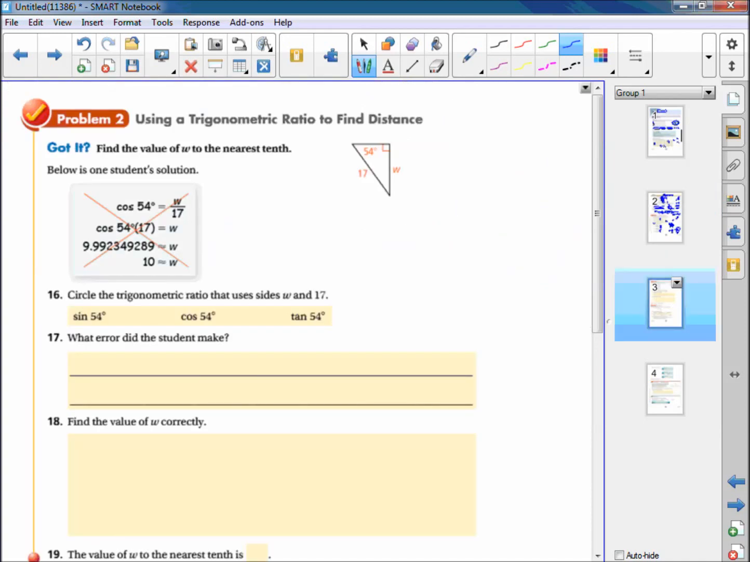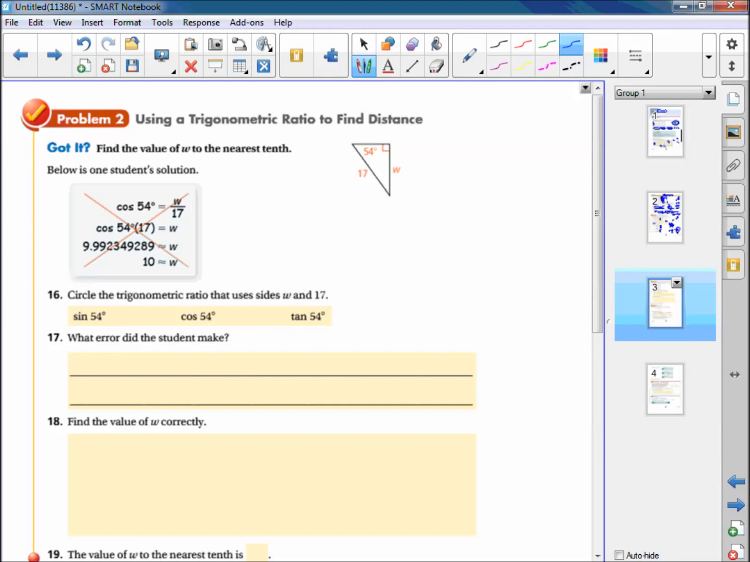Use a trigonometric ratio to find the distance, W, in this triangle here. So find the value of W to the nearest tenth. So we have a 54, 90, and what would be the complement of 54, which is 36 triangle. All right, so we know that our calculator can find out either the sine or the cosine of 54. Okay, you don't even have to look up a table like I used to. Okay, so we could do a problem.